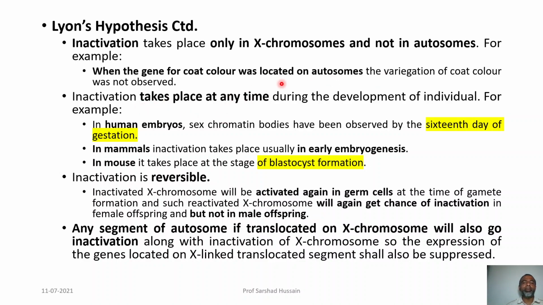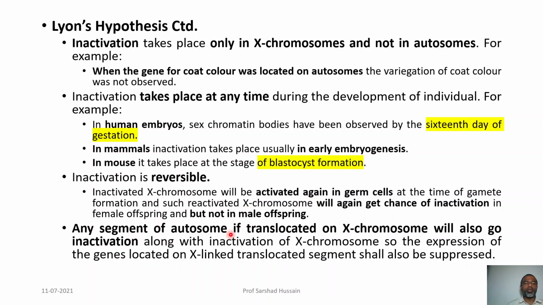Inactivation takes place at some time during the development of the embryo. For example, in the human embryo, it takes place at the 16th day of gestation. In mammals, usually it takes place in early embryogenesis. Embryogenesis is the formation of the embryo, and in mouse it takes place at blastocyst formation. Moreover, inactivation is reversible, as I have already explained: if the X chromosome is inactivated, in the germ cell it will be reversed, so that both the gametes formed by the female having two X chromosomes must have the active X chromosome in each gamete.